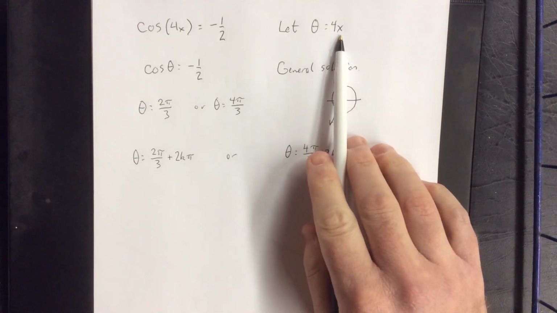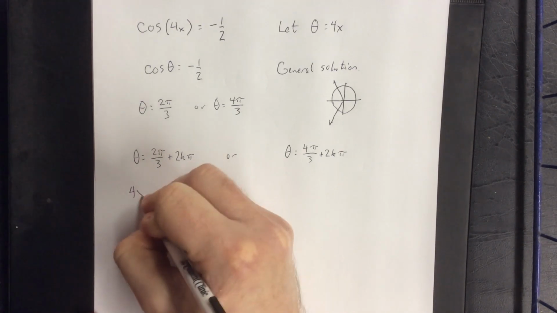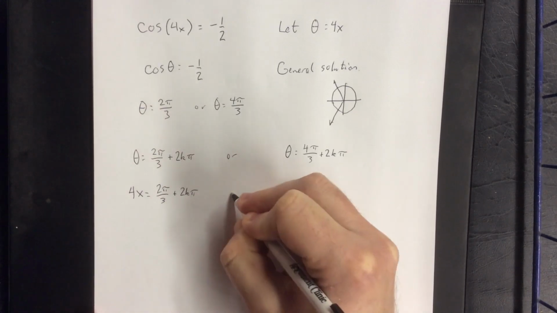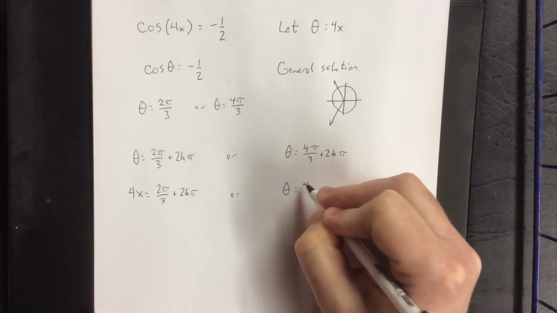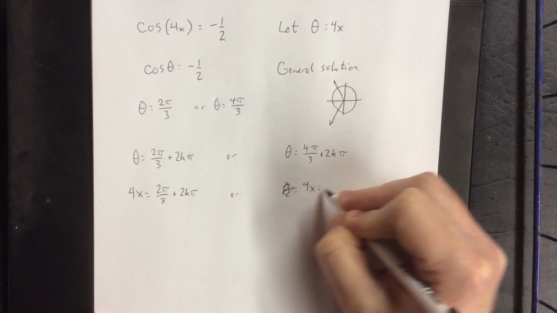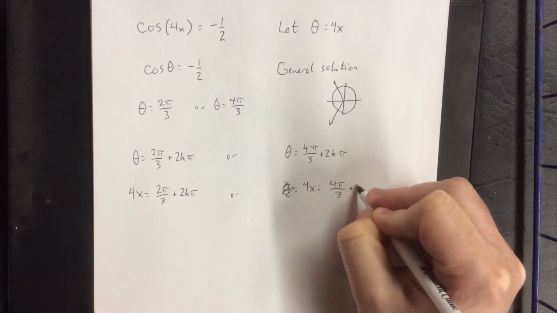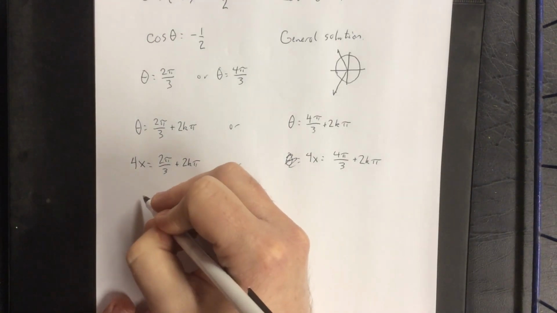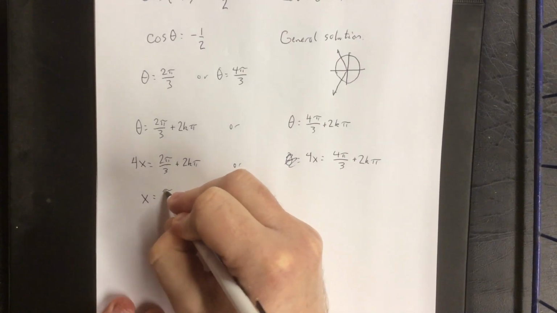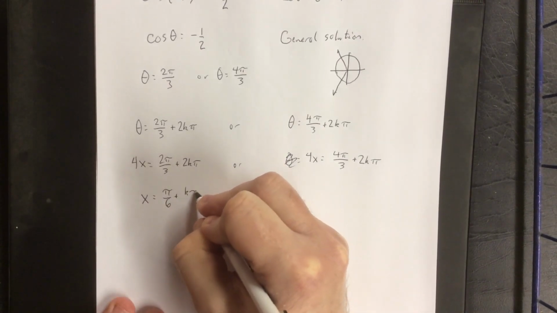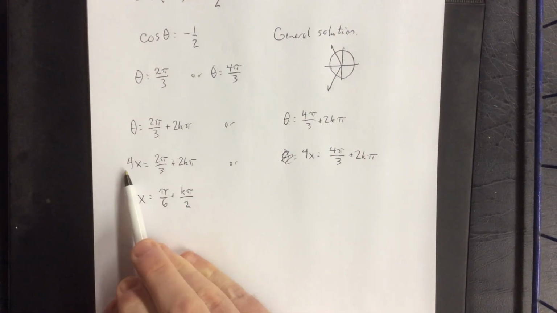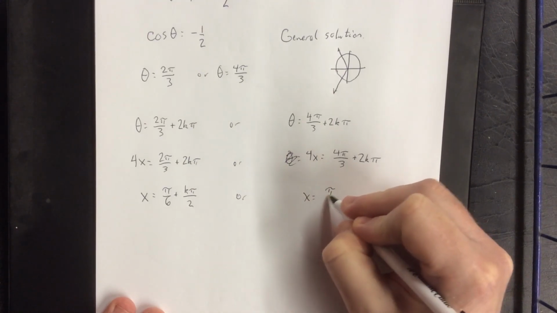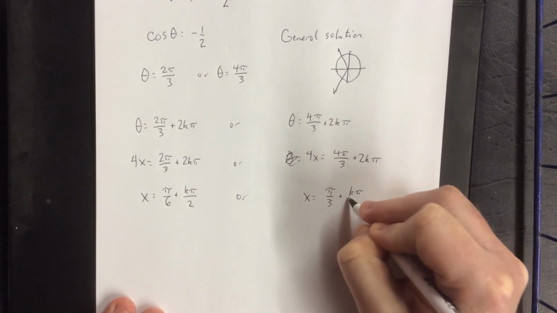Substituting back, the original substitution was theta is equal to 4x, so 4x is equal to 2 pi over 3 plus 2k pi, or 4x is equal to 4 pi over 3 plus 2k pi. Continuing to solve for x, I multiply both sides by 1/4, and I get pi over 6 plus k pi over 2. Again, multiplying by 1/4, we can reduce the 2's. Or x is equal to pi over 3 plus k pi over 2.